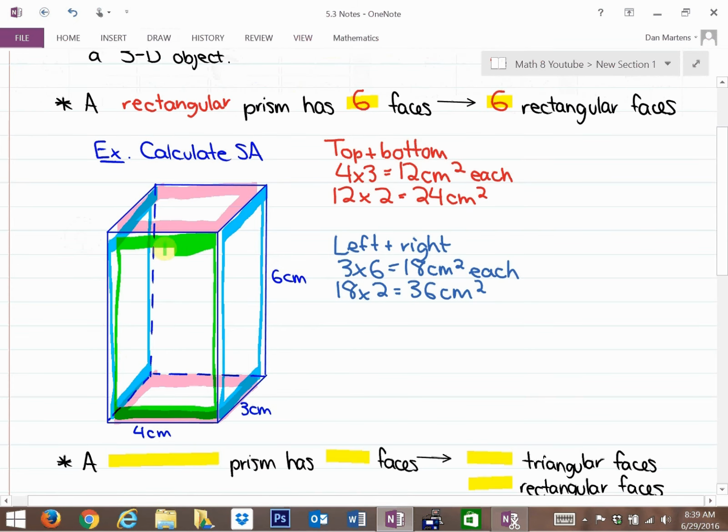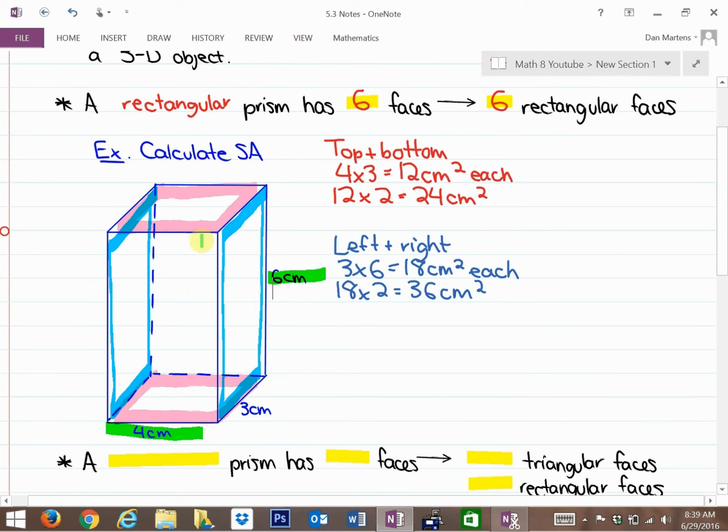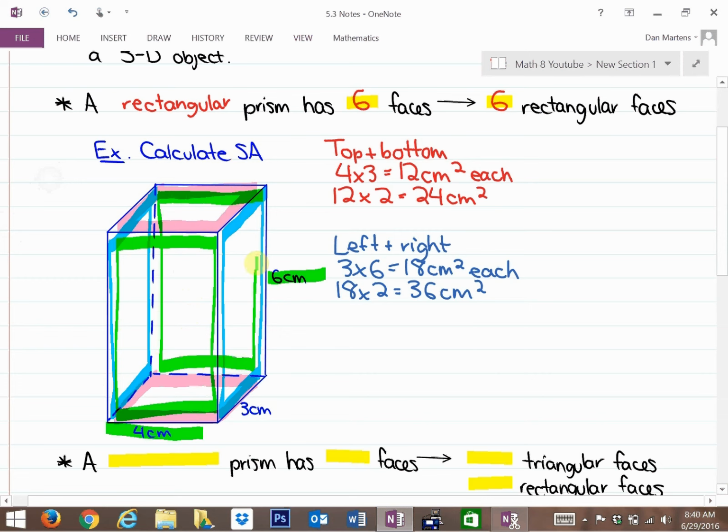Now, in some cases, it's a little bit harder to figure out the area of a particular surface, because the measurements are a little bit further away. So if you look at this particular surface, or face, the front, it's 4 times, and the height is actually 6. So even though the 6 isn't directly beside that, that is the height of this particular face here. So that front, again, the area of the front is going to be 6 times 4, and another surface that has the exact same area is the back.